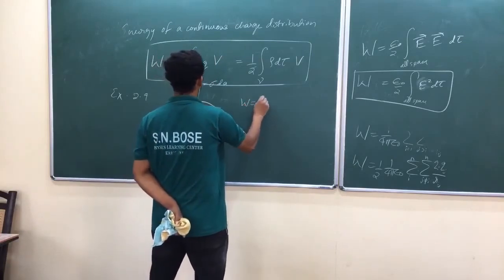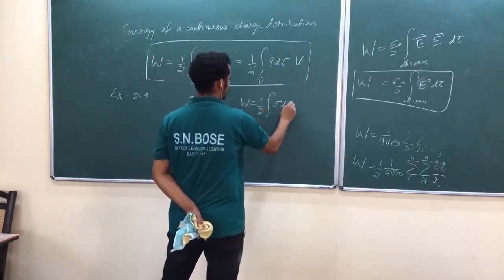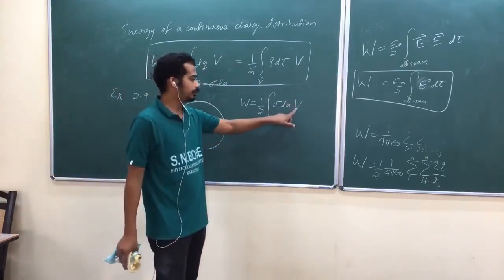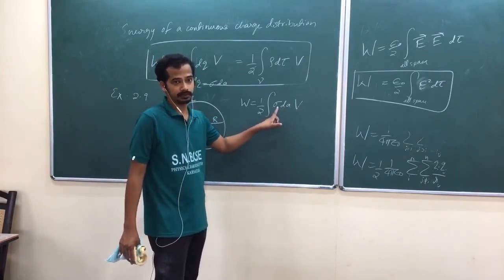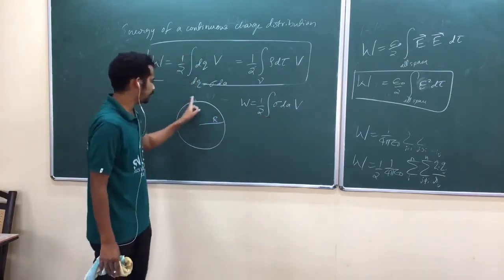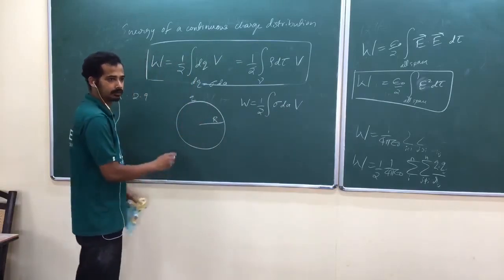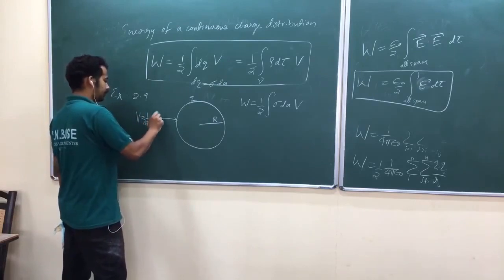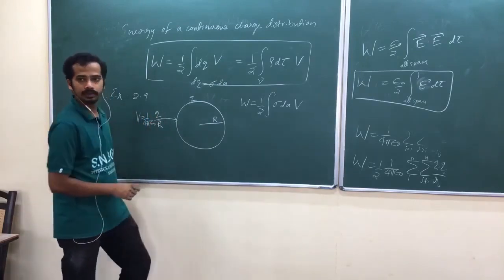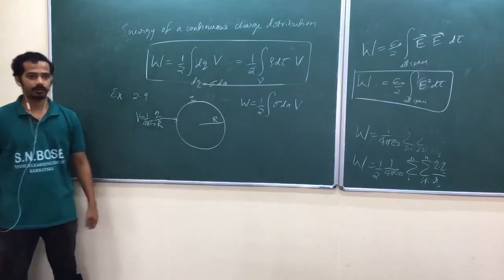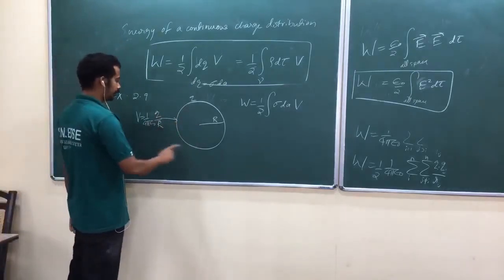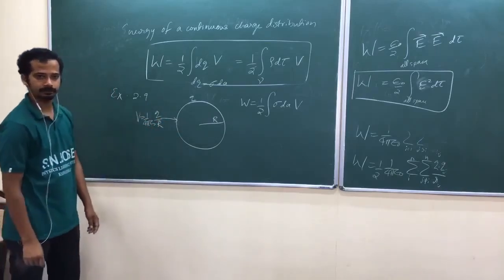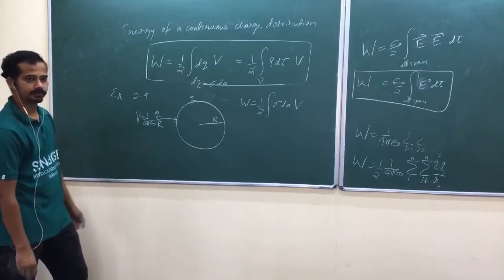So W is equal to half of integral sigma dA V. What is V? V is the potential in the place of charges, the potential on the surface. Remember, you have to define that one. What is V on the surface? 1 by 4 pi epsilon naught Q by capital R. Potential is continuous, isn't it? Inside potential is same. Outside potential is 1 by 4 pi epsilon naught Q by small r, isn't it? Spherical shell. Is that okay?